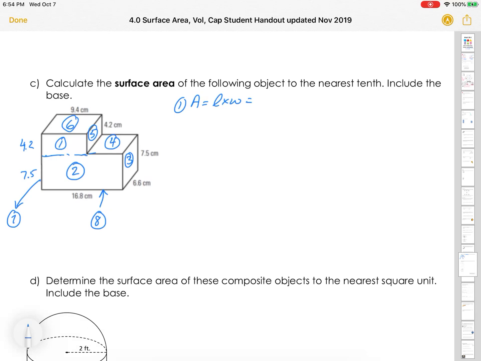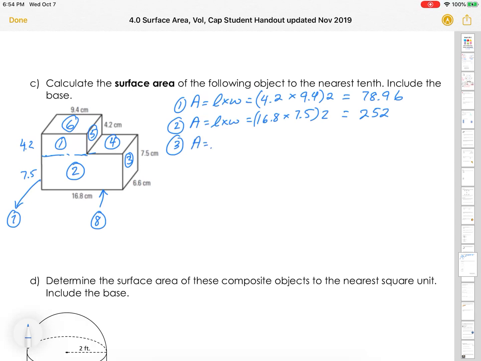So 1, the area is length times width. For 1, it's 4.2 times 9.4. And we have 2 of them, because there's one on the back as well. We multiply that, we get 78.96. For 2, same thing. Area is length times width, which is 16.8 times 7.5. And again, there are 2 of them because there's one on the back. And that will get us 252.